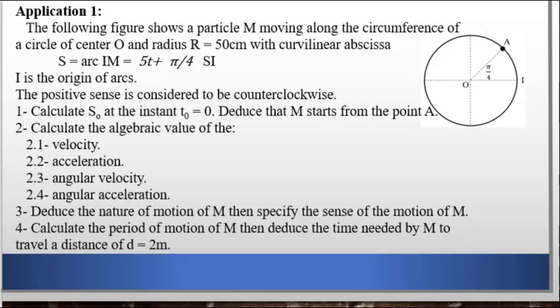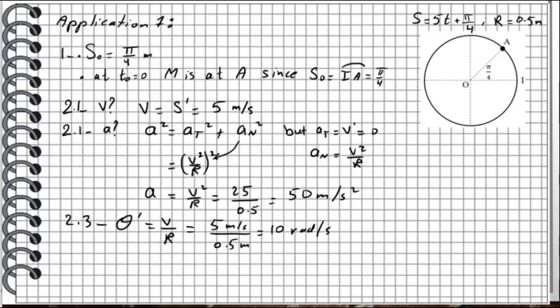Part 2.4. The angular acceleration, which is theta double prime. Theta double prime equal to a tangential divided by r, or the derivative of theta prime, which is 0, divided by r, and it's 0 radian per second square. Or you can say that theta double prime is the derivative of theta prime, which is a derivative of constant, which is 0, radian per second square again. Okay, any method of these two.